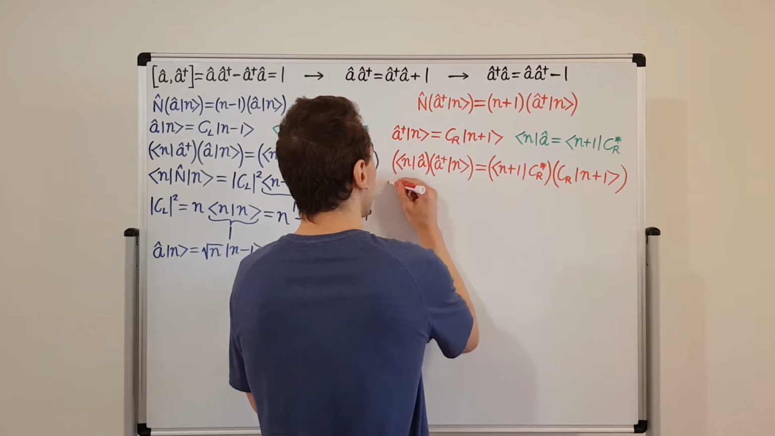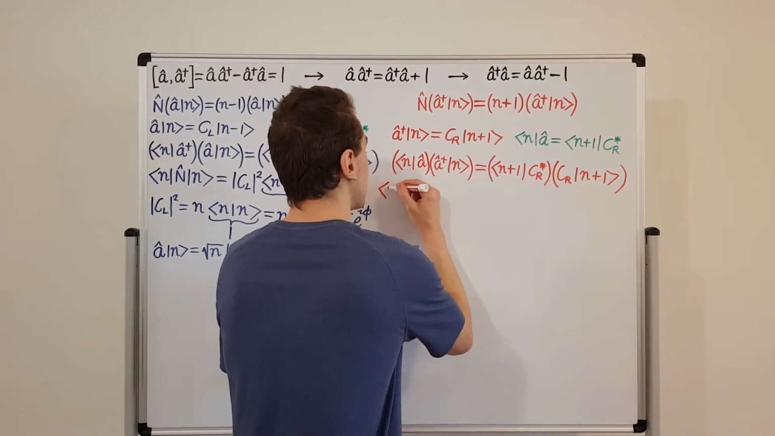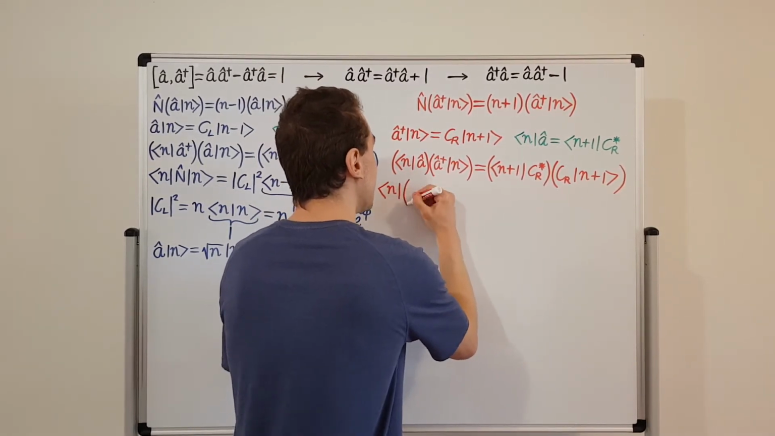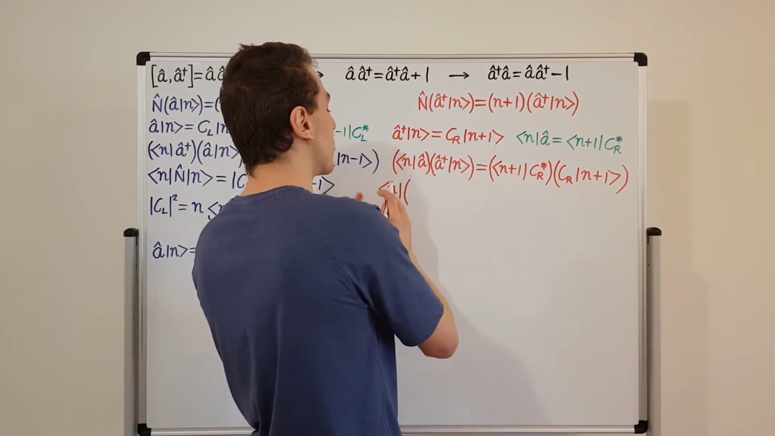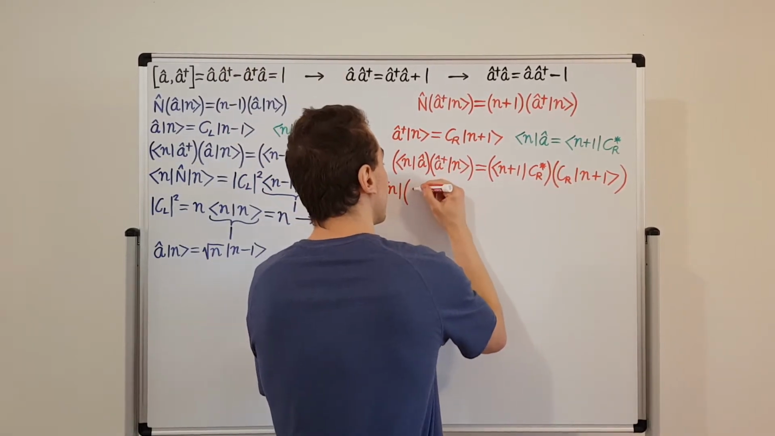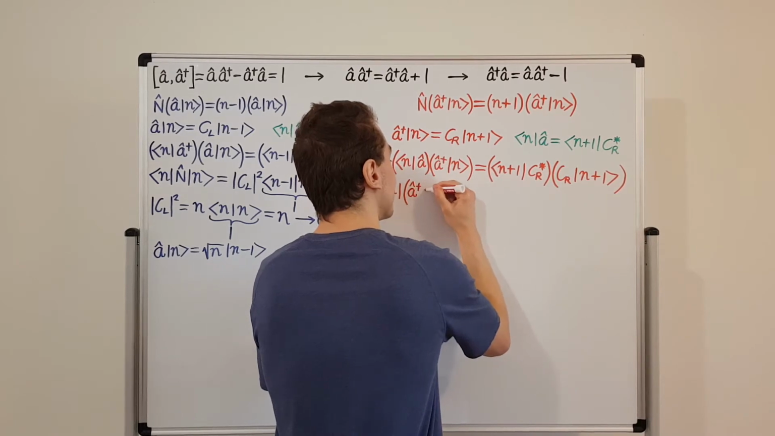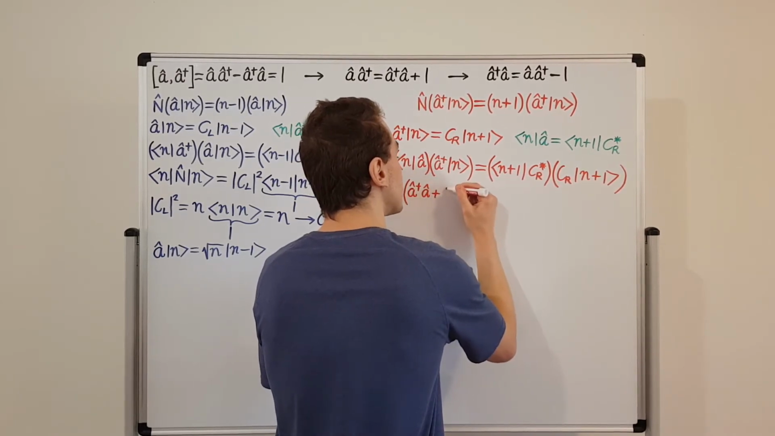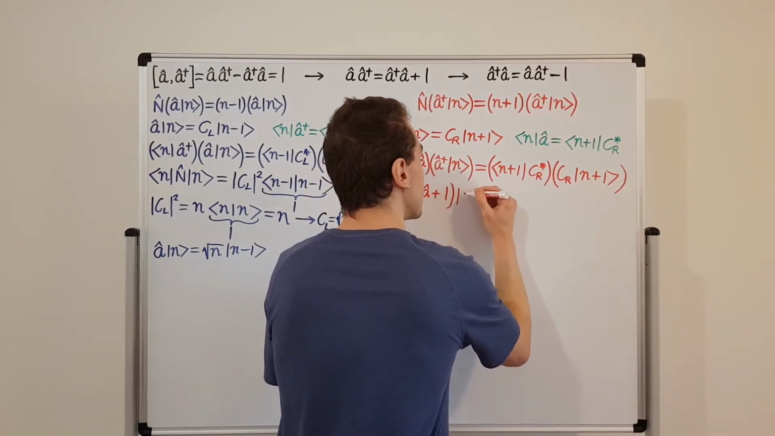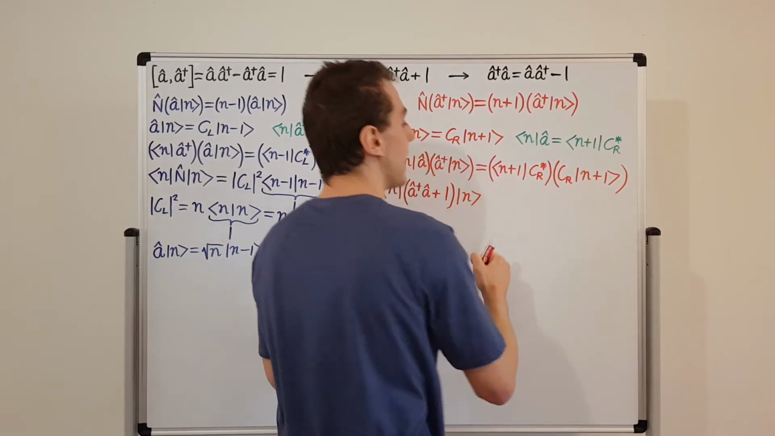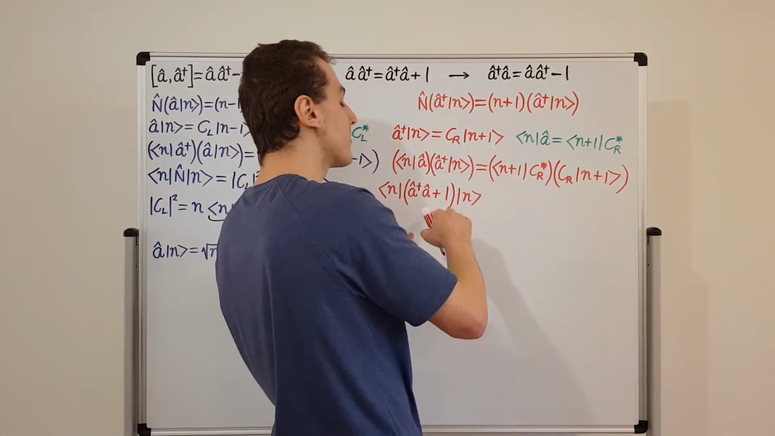We have this version of n, so that's the bra version of n. And then inside this sandwich of the bra and the ket, we have a dagger a plus 1. And then let's finish this off with the ket. And now let's have a look at the right-hand side. We'll come back to the left-hand side in a second.